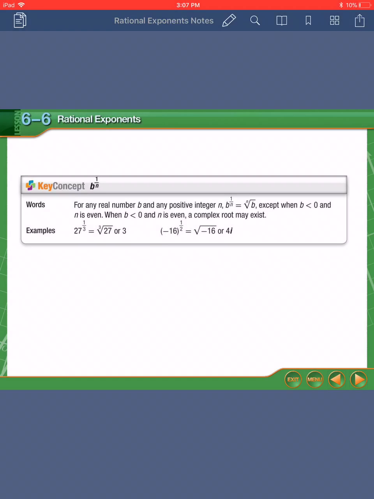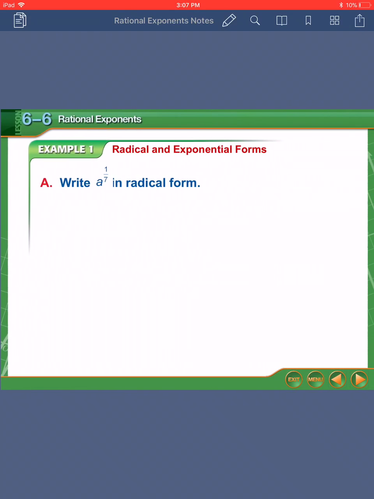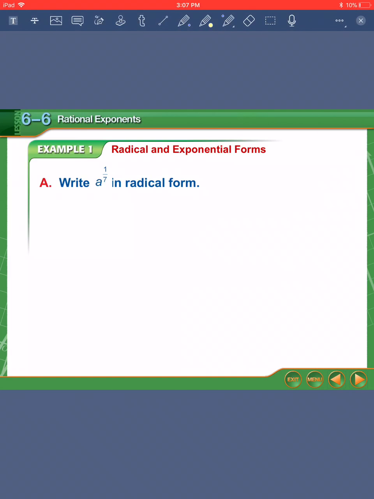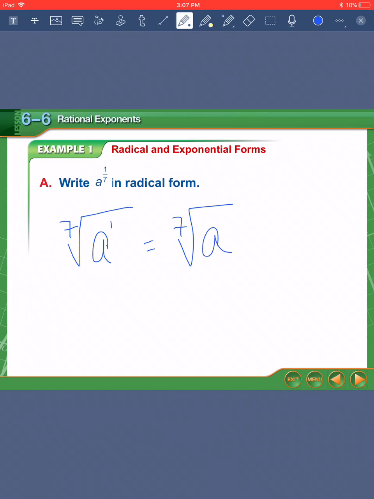Okay, same thing with negative 16 raised to the 1/2 power. That's the same thing as the square root of negative 16, which is 4i. So I'm going to write a to the 1/7 power in radical form. So we have a. The denominator is the root and the numerator is the power. So the power is 1, and we're raising it to the 7th root. So it's the same thing as the 7th root of a.